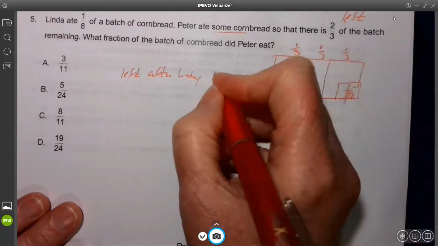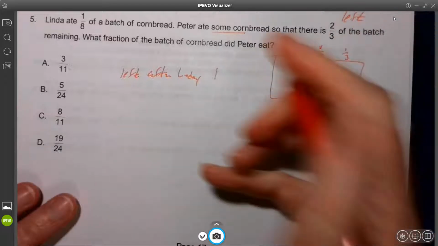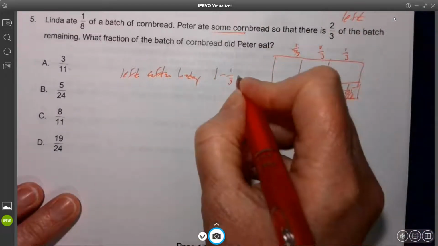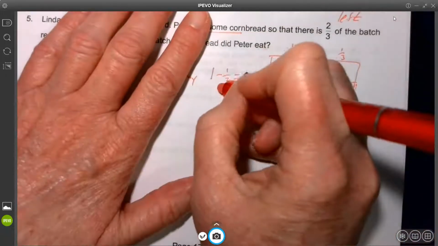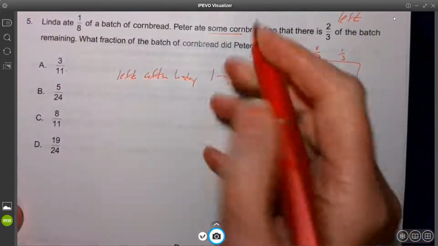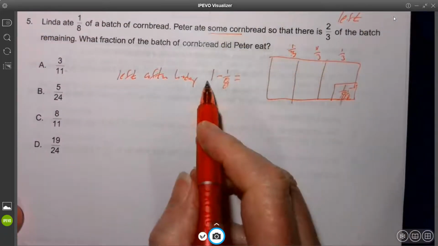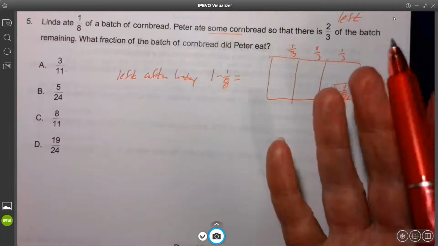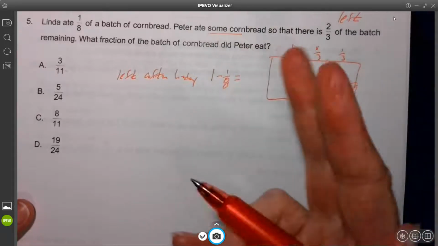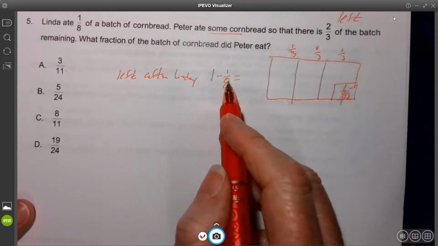Well, we start off with the whole thing, which is 1. We always start with 1, which is the whole thing, and we subtract off 1/3. So, oops, 1/8. My fault. Linda ate 1/8, not 1/3. So if I take 1 minus 1/8, okay, one option, do it with a calculator. Another one, you can just kind of use common sense if I take 1/8 away from 1.